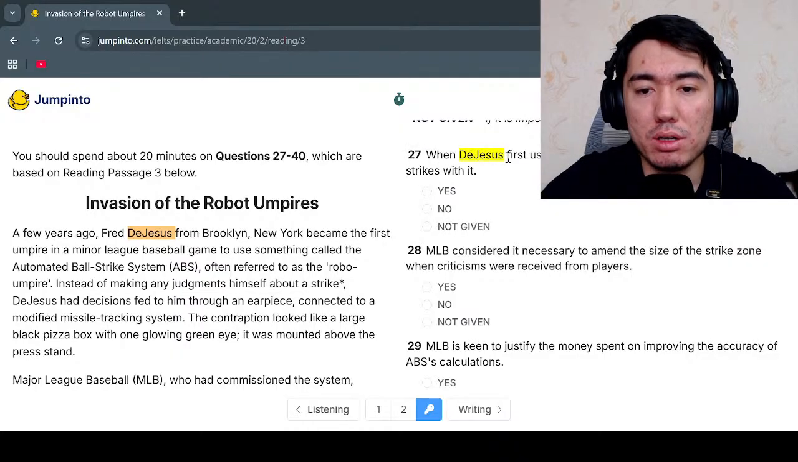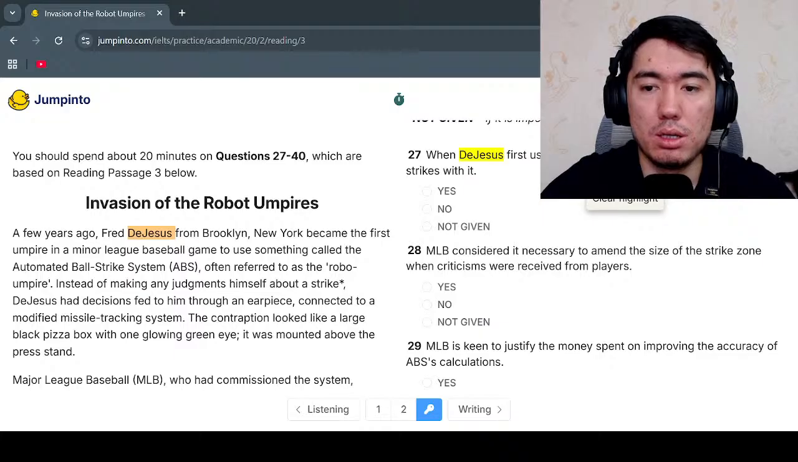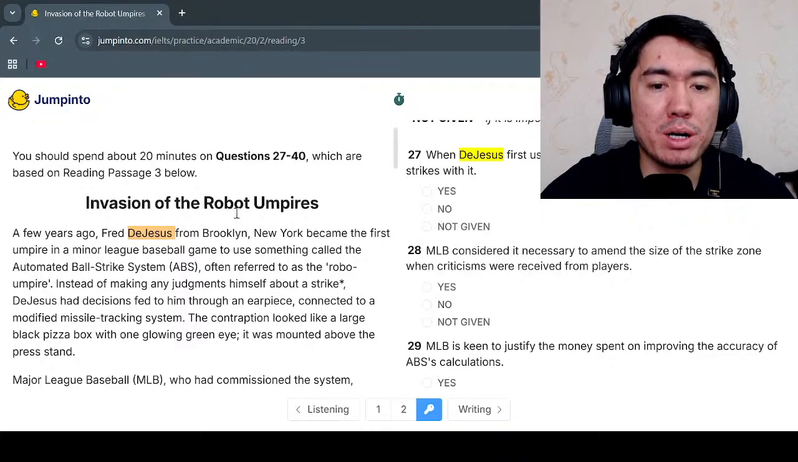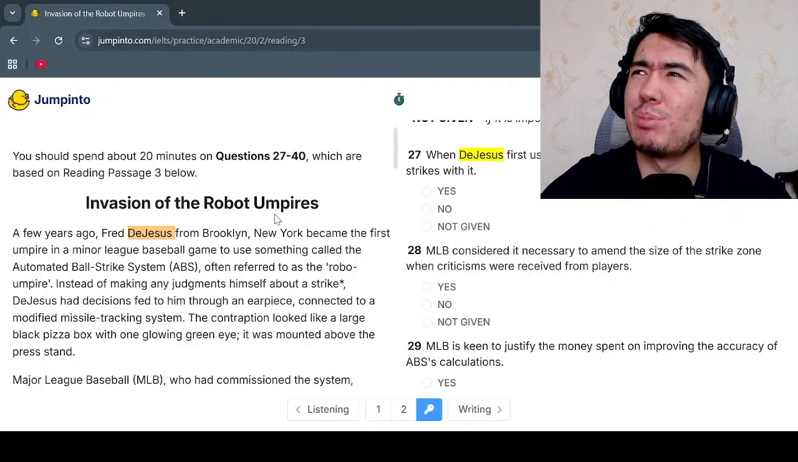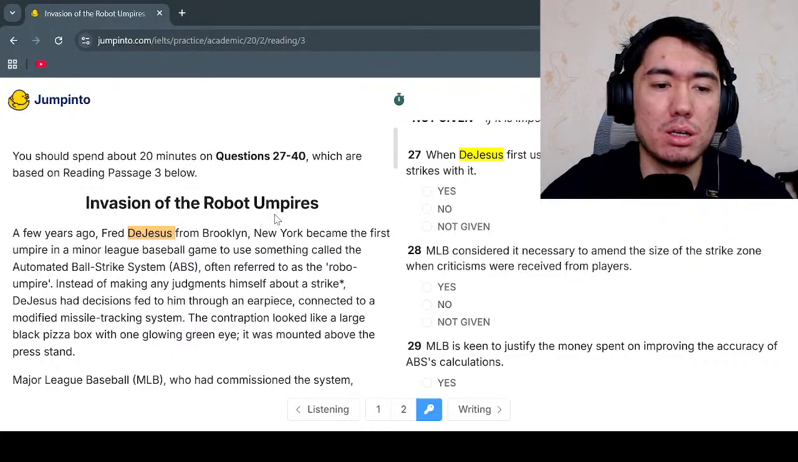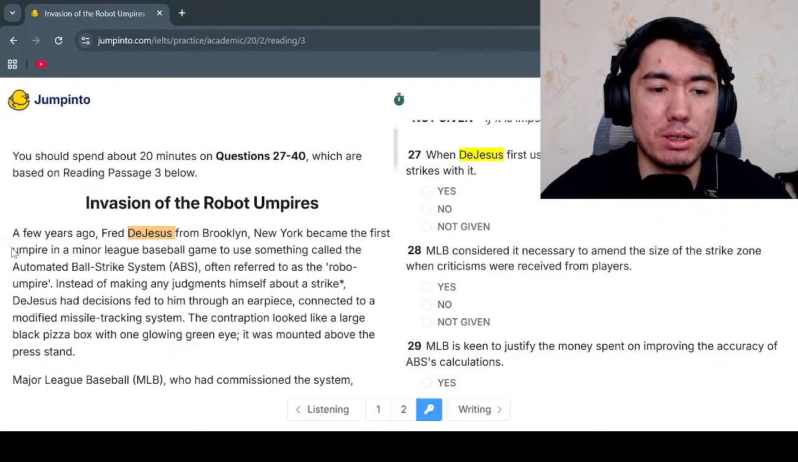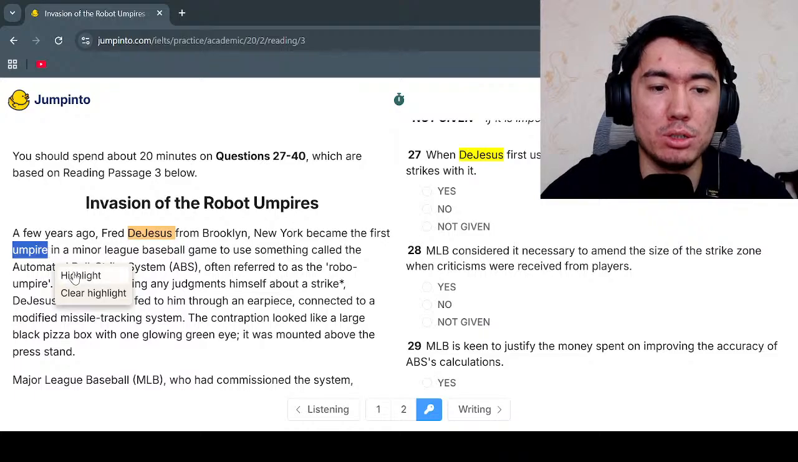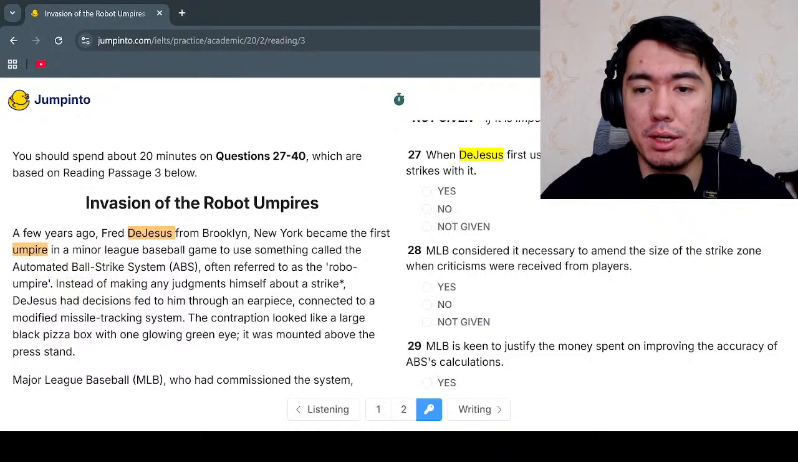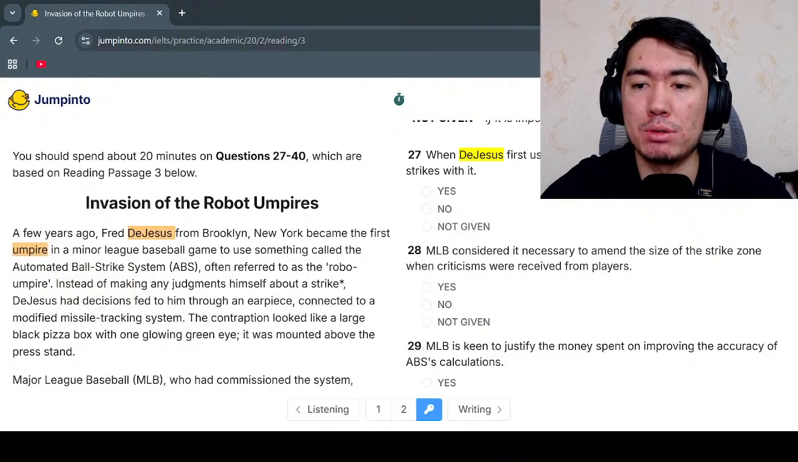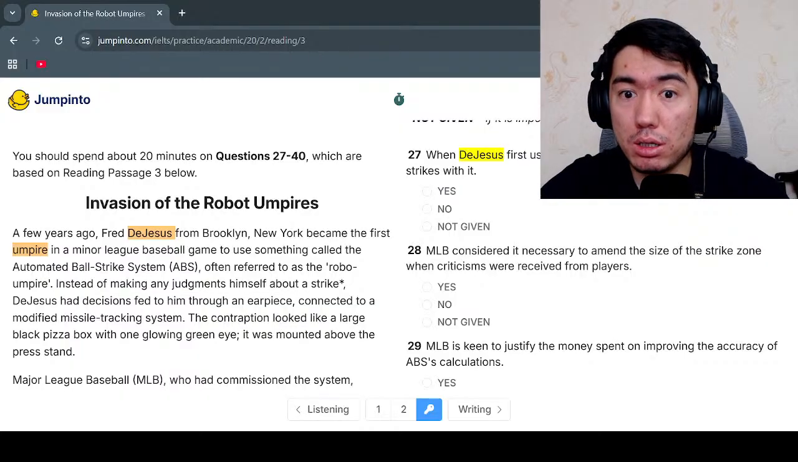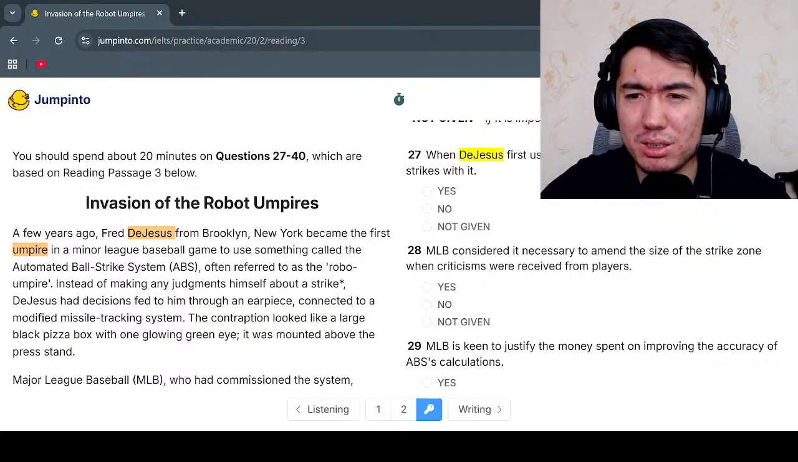So when he first used ABS, by the way, invasion of the robot umpires. Umpire is, yeah, exactly, it's a judge, right? I know it from table tennis. He shared decision making about strikes. Wait, what?